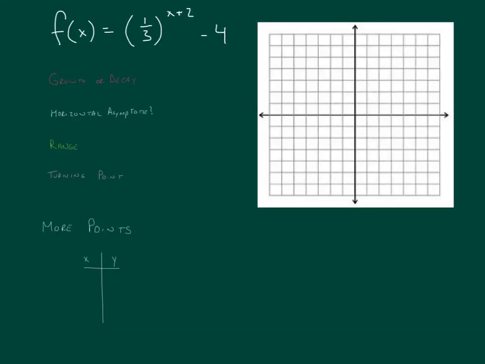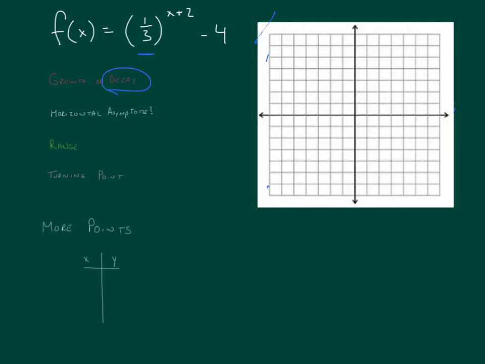All right, let's try another one here. Once again, growth or decay. This time we've got a number between 0 and 1. This is a decay. In other words, it's going to start up high or down low, and it's going to end up getting closer and closer to some value of our asymptote. Now, our asymptote might be in a different place, though, so please remember that. We've got to figure out where that is. As a matter of fact, let's do that right now.